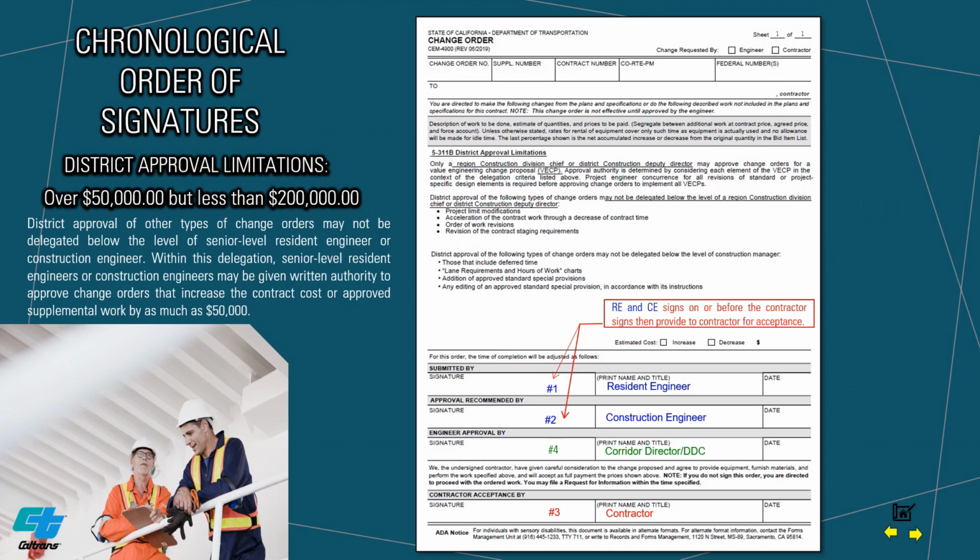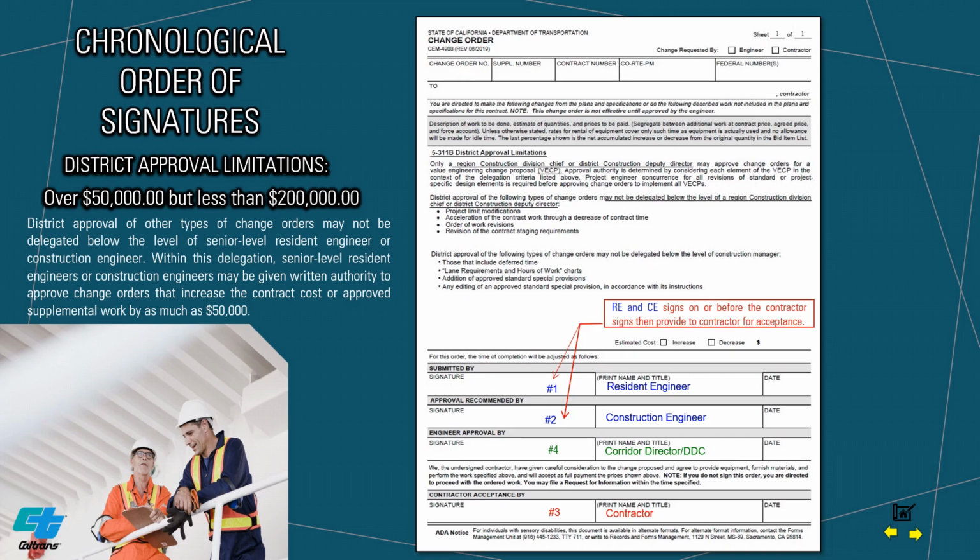Next will be other district approval limitations under Section 5311B. Here is the list of other change orders for district approval that may not be delegated below the level of a region construction division chief or district construction deputy director. Refer to Section 5311B for more details. Also under this category for district approval, for change orders exceeding $50,000 but not over $200,000, districts may not delegate below the level of Region Construction Division Chief or District Construction Deputy Director the approval recommended signatures on Division of Construction approved change orders.